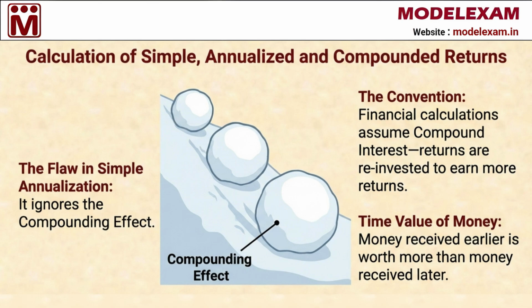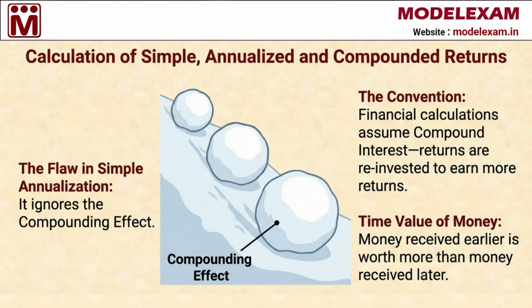However, even simple annualization has a flaw. It ignores the compounding effect. In finance, we assume that returns are reinvested to earn even more returns. Think of it like a snowball rolling down a hill, getting bigger as it collects more snow. This is the time value of money. Money received earlier is worth more than money received later because it can be invested.